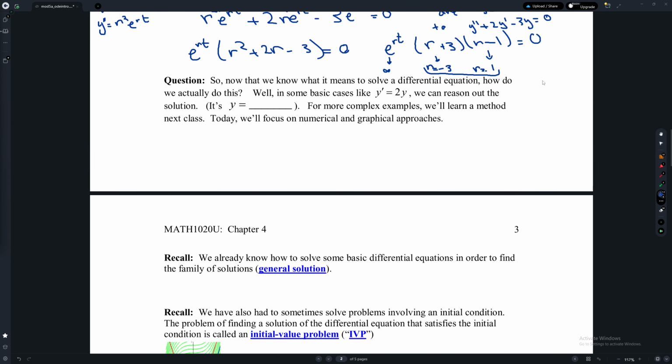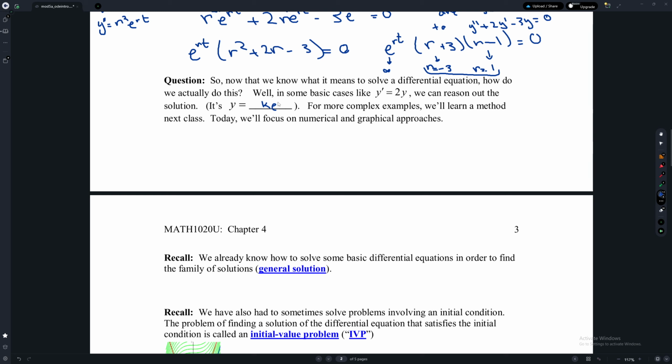This example I find a little bit silly because it says, how do we actually do this? And some basics like this. This is supposed to be an easy differential equation. We can reason out the solution. I mean, if I'm trying to reason out the solution, I'll say, well, this is what? k e.